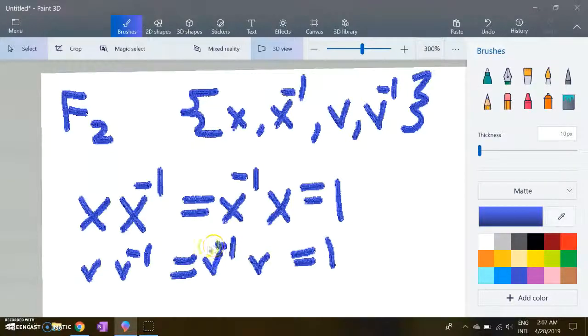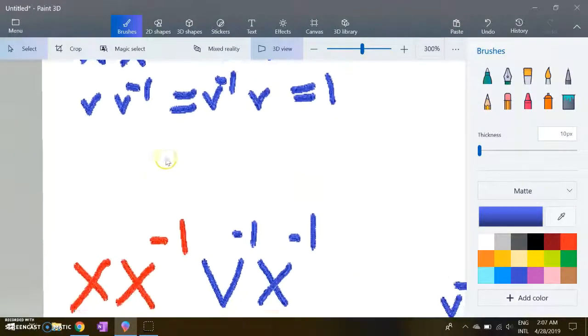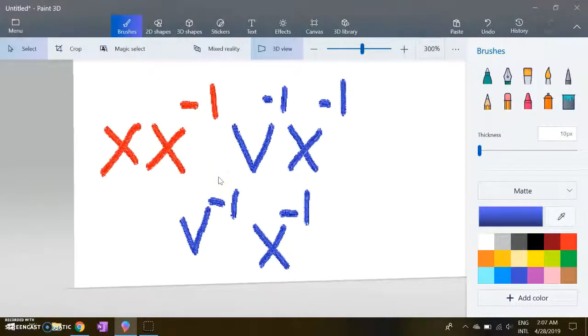So the operation of this group is just concatenating characters together to form words. One thing I want to point out is that if we have inverses next to each other in a word, if we have X, X inverse, and then the rest of this, these will actually cancel out and we just get V inverse X inverse. So we're only looking at words in their most simplified form.